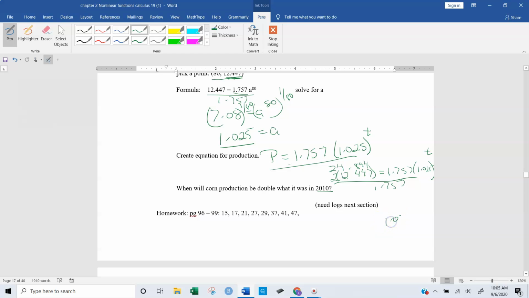So now I got 1.025 to the t equals 14.168. Well, how do I get this t out of this exponent? This is an issue, right? That's why we need logs, and that's the next section or tomorrow's notes. So good luck on your homework, and then we'll figure out how to solve this next time. Thank you.